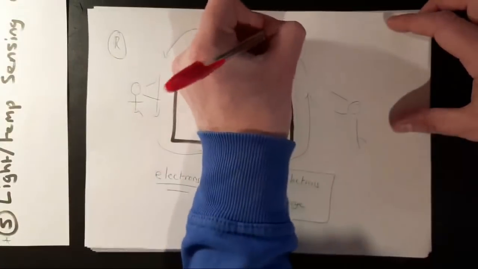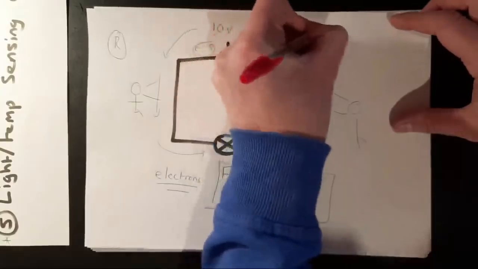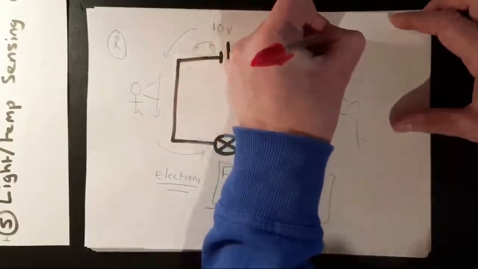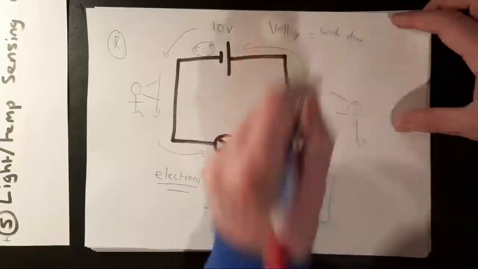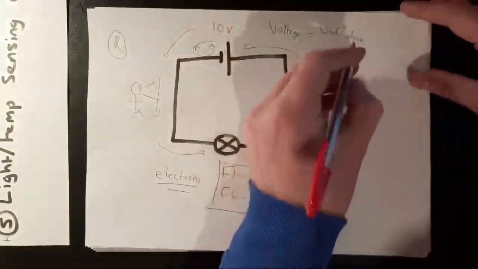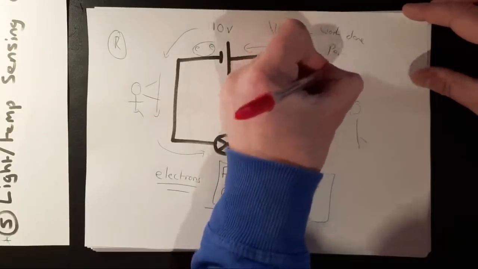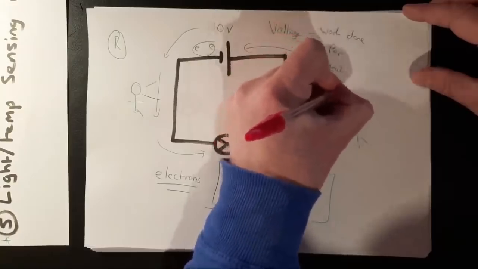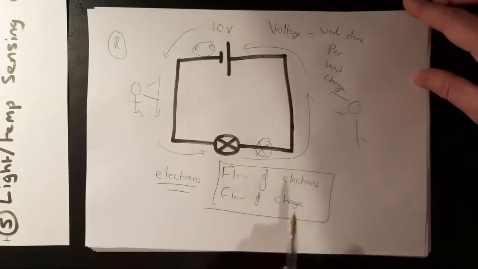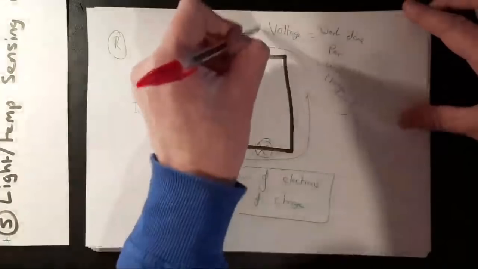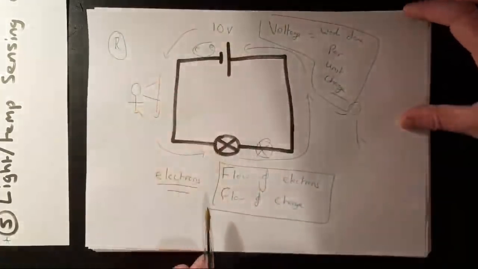Oh, sorry, the definition for voltage. We are going to use the definition: the work done, which means the energy the electrons have per unit charge, which means per electron. So it's really the energy each electron has, work done per unit charge. You need to know this definition off by heart, okay?